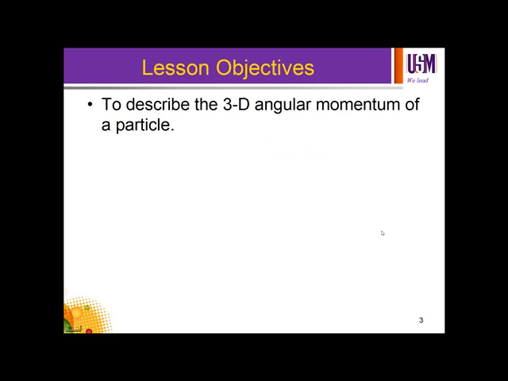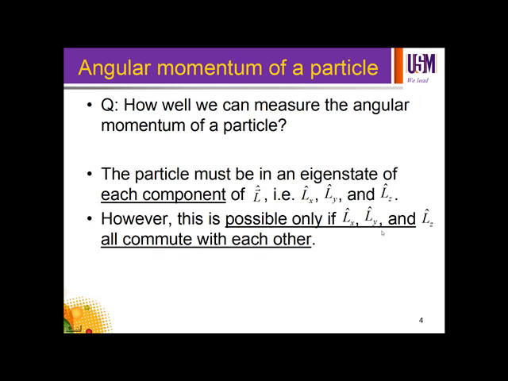The objective of this segment is for you to be able to describe the three-dimensional angular momentum of a particle. So how well can you measure the angular momentum of a particle? In order for it to be measurable, the particle must be in an eigenstate of each component of operator L.